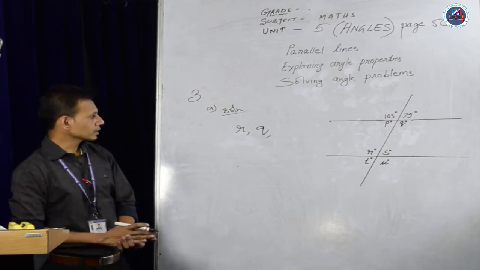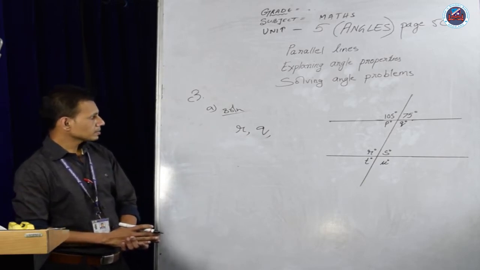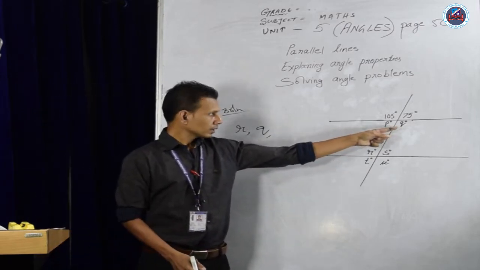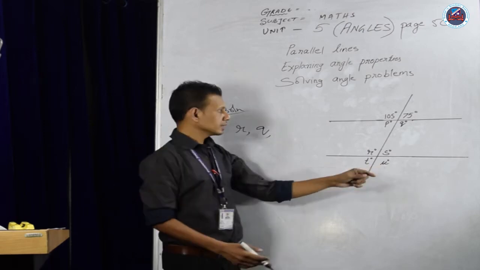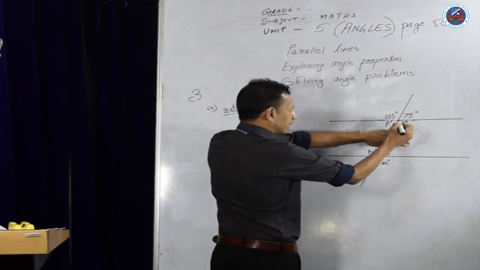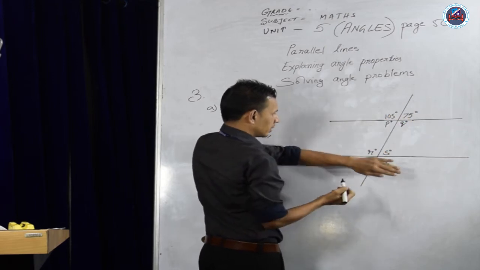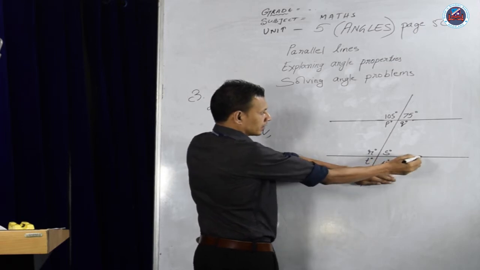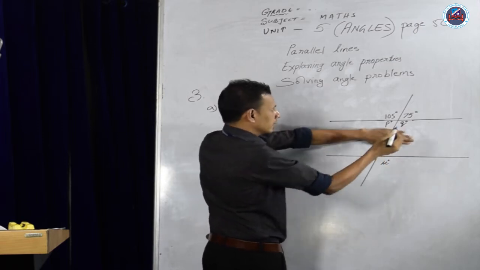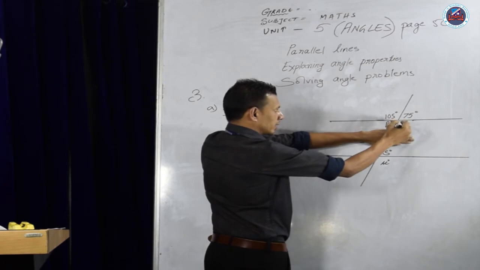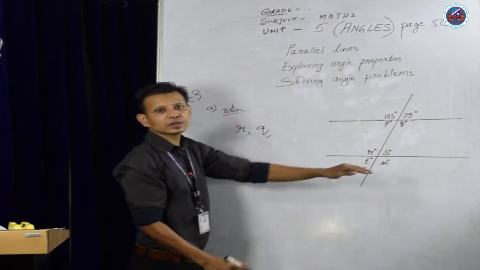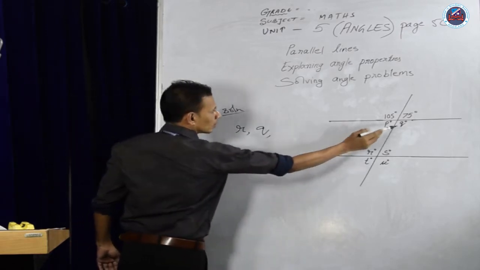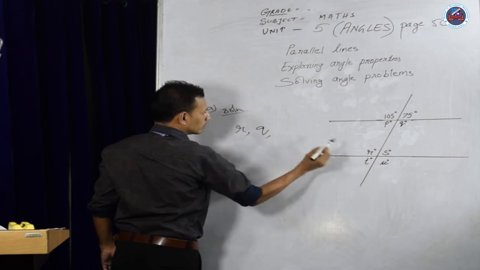What else? Let's have a look. When Q is 105 degrees, why not U? Just now I told you. Straight line and one line this way. Same or not? You cover the diagram and check. Straight and it came this way. So that means Q and U are also same because of corresponding angles. That means when Q is 105, why not U?